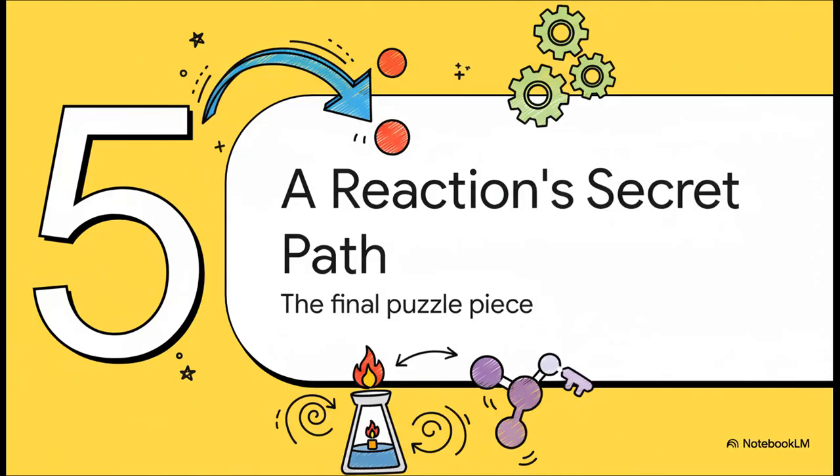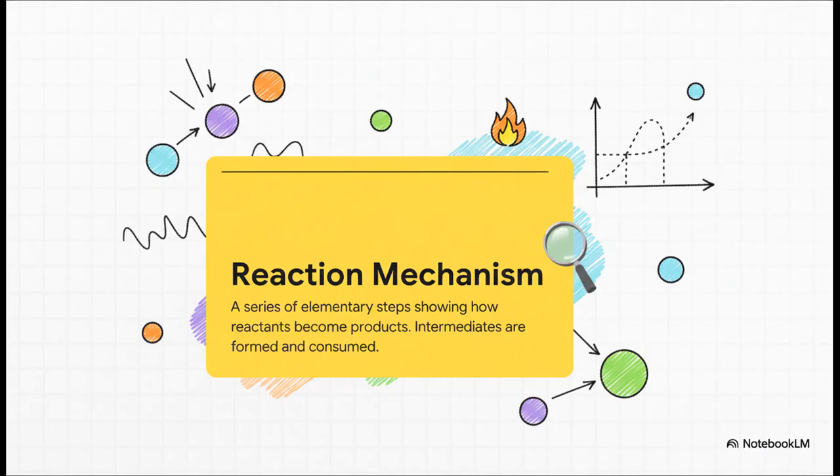And that brings us to our final section, the last crucial piece of this entire puzzle. See, most reactions don't just happen in one big, simple step. They actually follow a secret, multi-step pathway to get from start to finish. This whole series of tiny steps is called the reaction mechanism. It's like the detailed, turn-by-turn directions for how reactants become products. And along this path, you often get these temporary, fleeting molecules called intermediates. They pop into existence in one step and then get totally used up in the very next one.